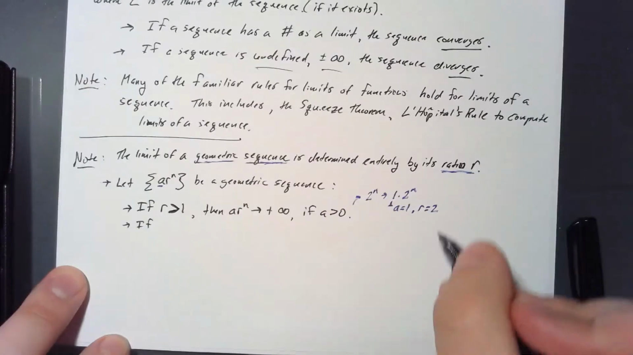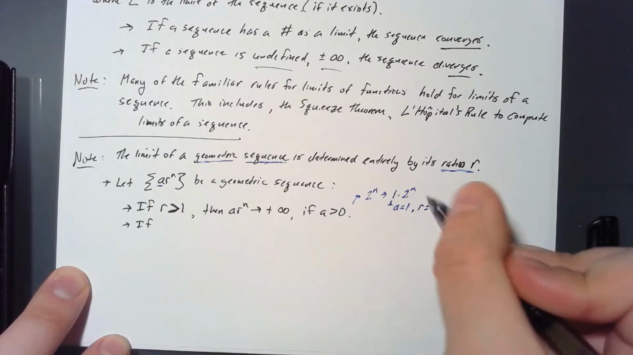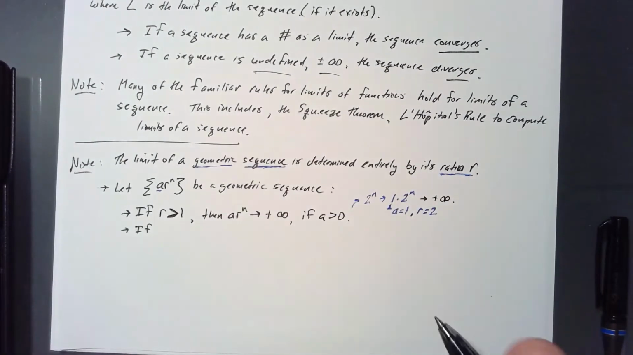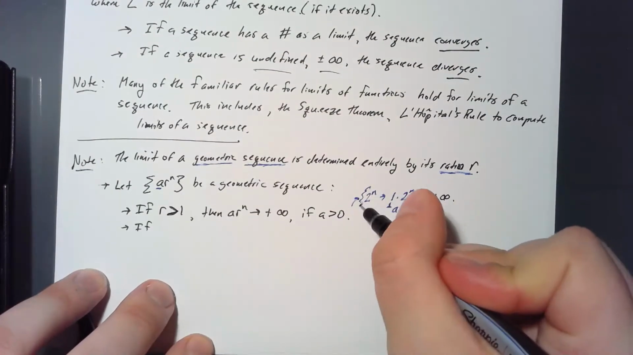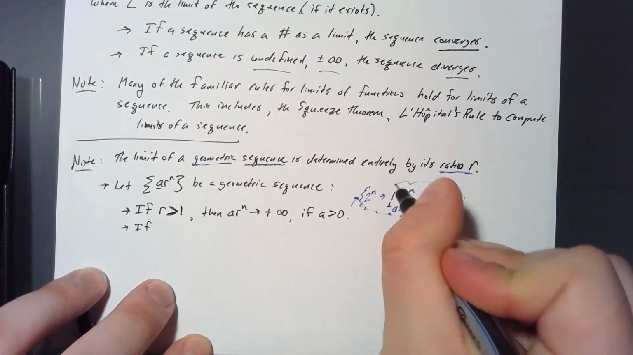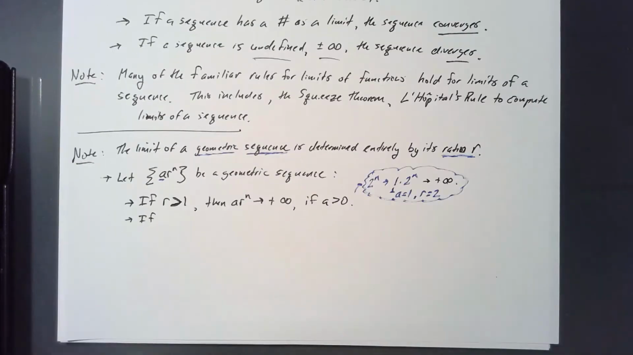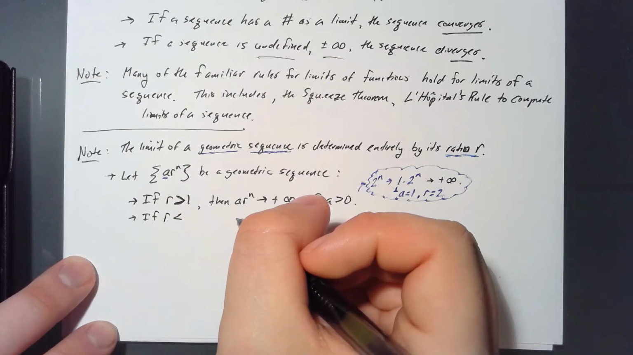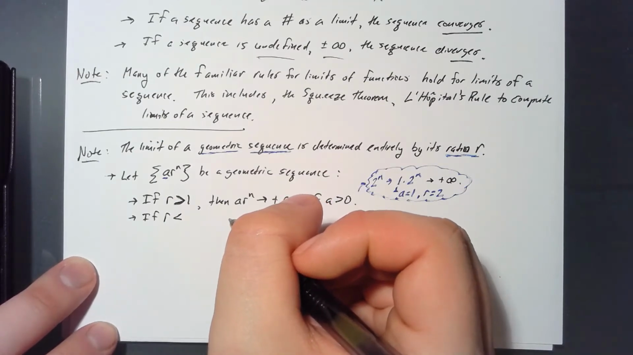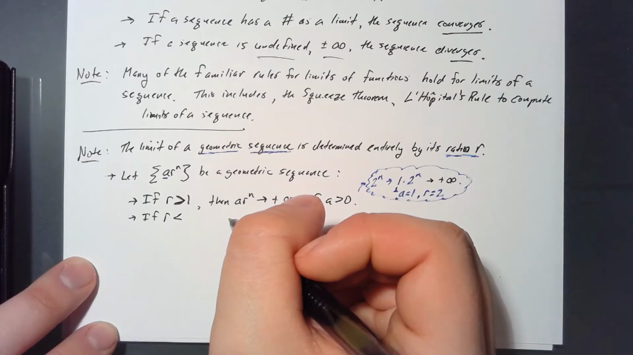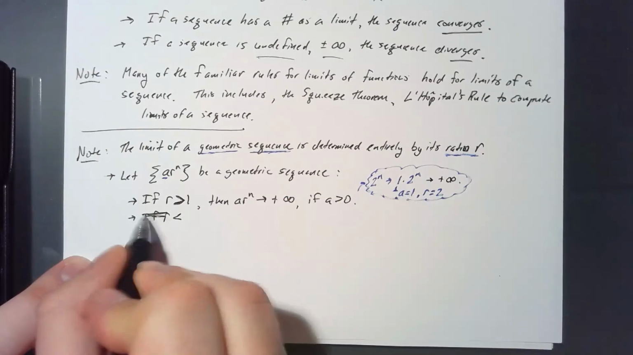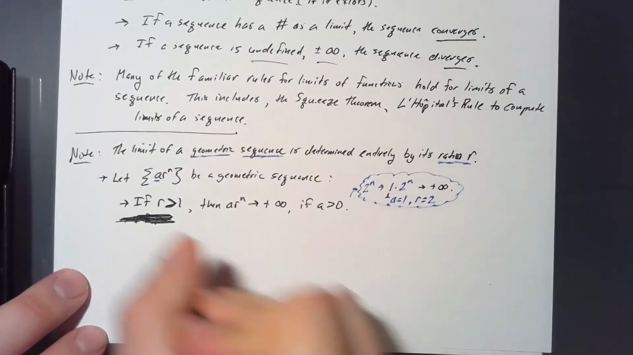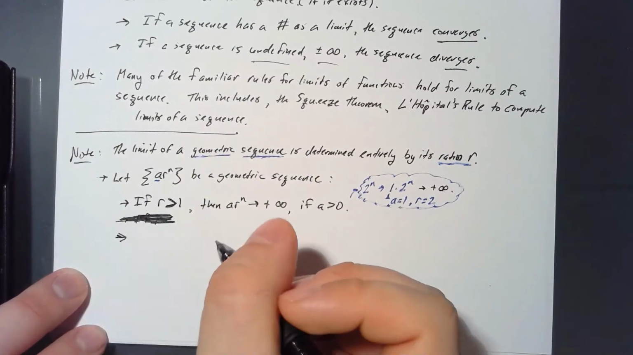So this right here would go to positive infinity, and that's a particular case of this condition right here. If r is less than... my bad, I missed one. Sorry, my bad. Well, I guess it's a good thing I don't have whiteout, huh?